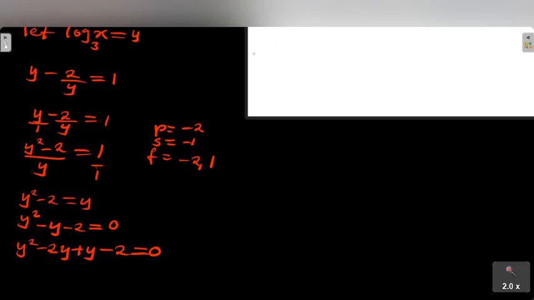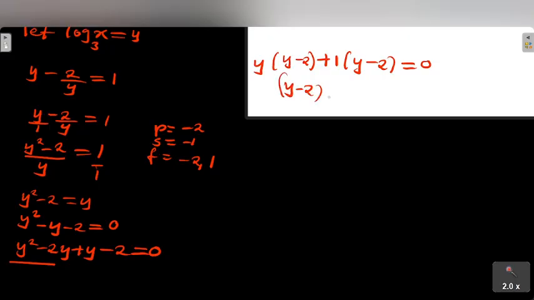Now between these two, we factor out what is common. So we have y open, y minus 2 close, then we factor out a positive 1, then we have y minus 2, this is equal to 0. So now we write the product: we have y minus 2, and we also have y plus 1, this is equal to 0. That's what we have.